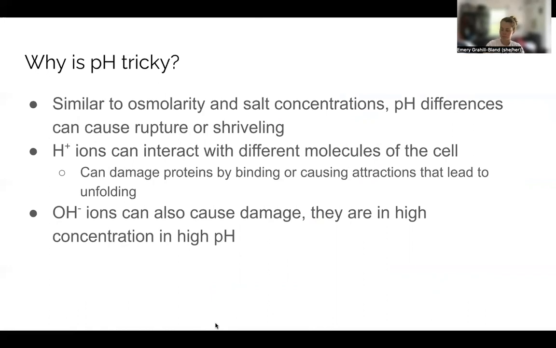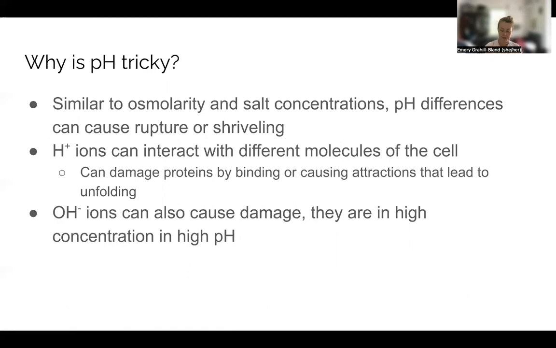We know osmolarity is already a factor. So pH can cause rupture and shriveling, but H plus ions and OH ions can also interact with different molecules of the cell. They can cause damage to proteins by binding to them and adding an extra hydrogen to a molecule that didn't originally have one, or taking one away. And it can cause attractions that lead to unfolding, right?